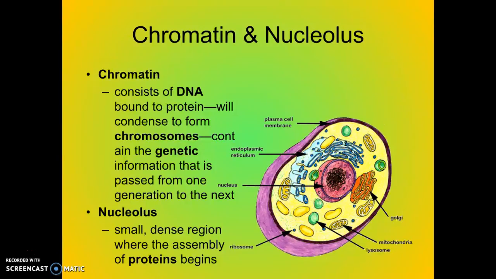The nucleolus, it's not labeled in here, but it also is in the nucleus. It's going to be a small, dense region, so kind of like a hard ball in the nucleus, and that's where the assembly of proteins begins. I would highlight chromosomes, and I would also highlight that the nucleolus is where the assembly of proteins begins.